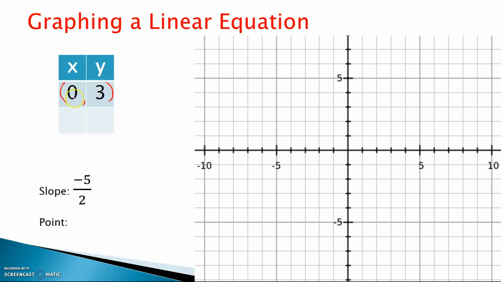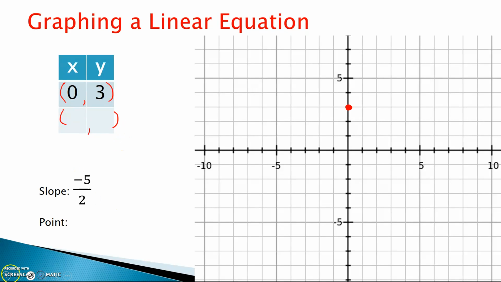0, 3. This one's the tricky one. I stay at 0 here on my x-axis, but I have to go up 1, 2, 3. All right guys, that is my very first point. How am I going to get that missing piece here? Well, they give me the slope.